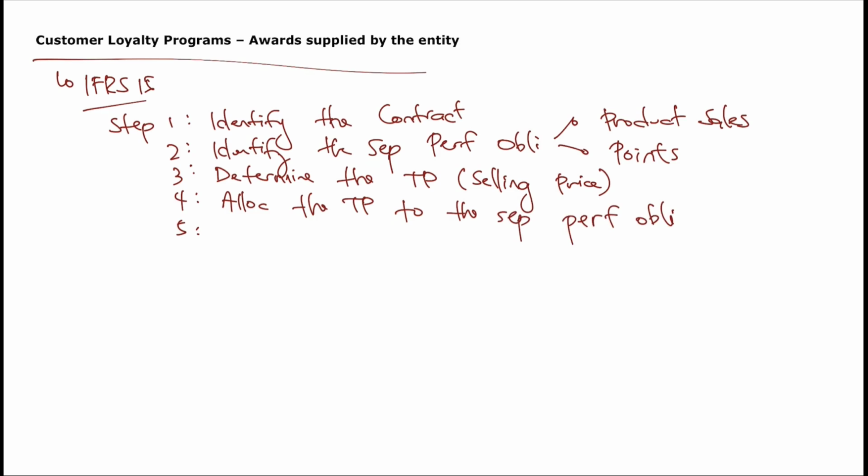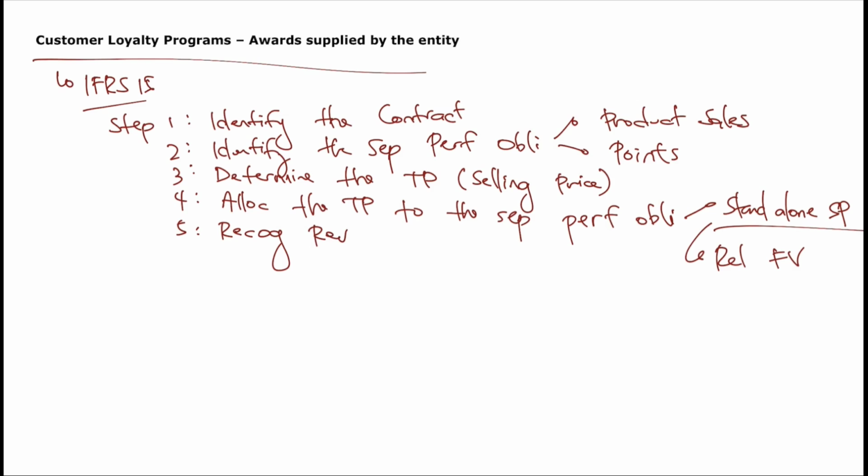So, kailangan mo yung i-allocate dun sa product sales and dun sa points. Paano natin yan i-allocate? I-allocate natin yan based on their stand-alone selling price, no? Once again, gagamitin po natin yung kanilang standalone selling price or yung kanilang relative fair value. Then, step 5 is to recognize revenue when each performance obligation is satisfied, no? Okay? So, we will recognize revenue when each performance obligation is satisfied.